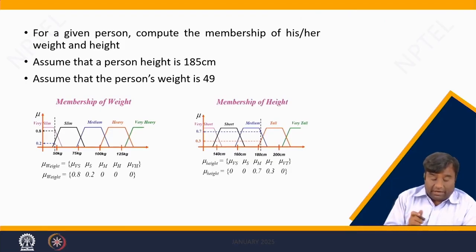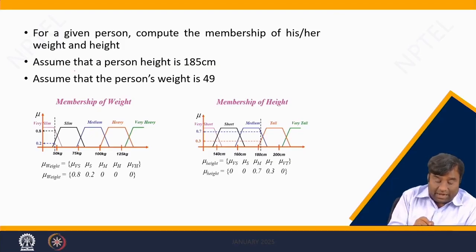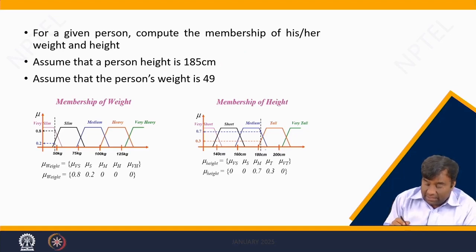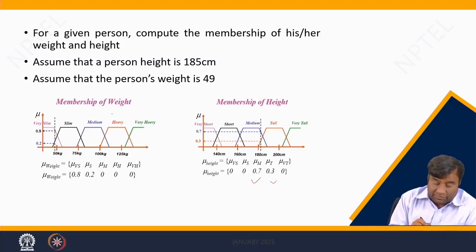Now, for a given person, compute the membership of the person's weight and height. Assume the person's height is 180 centimeter. So here somehow it is 180 centimeter. So if you say, you will get tall is 0.3 and medium is 0.7. So the membership function of medium is 0.7, membership function of tall is 0.3, rest are 0 for the case of 180 centimeter. Now the person's weight is 49 kg.